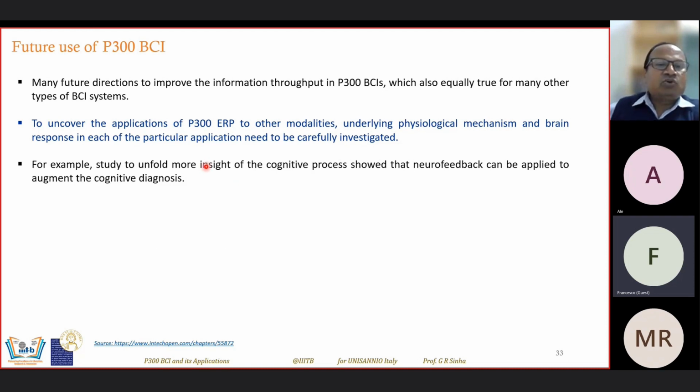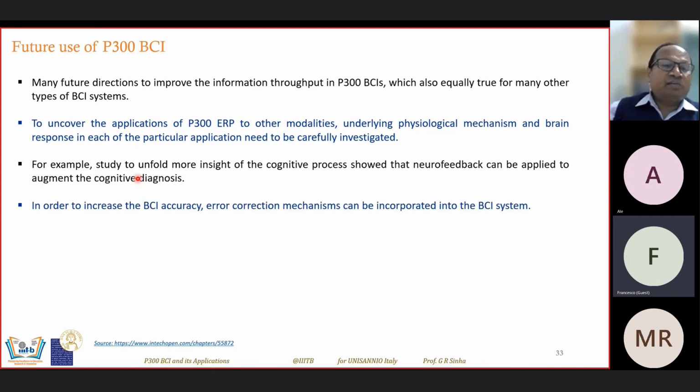For example, study to unfold more insight of cognitive process. The study to uncover more insight of cognitive abilities and processes indicates that neurofeedback can be applied to augment the cognitive diagnosis. So the neurofeedback, can it be generated and given back to the person to improve the cognitive ability or cognitive disability, to get better ability.